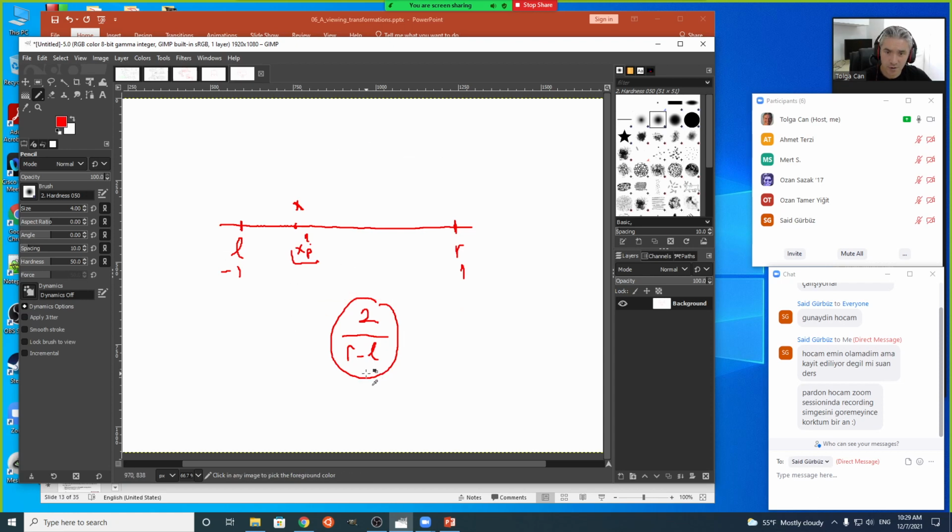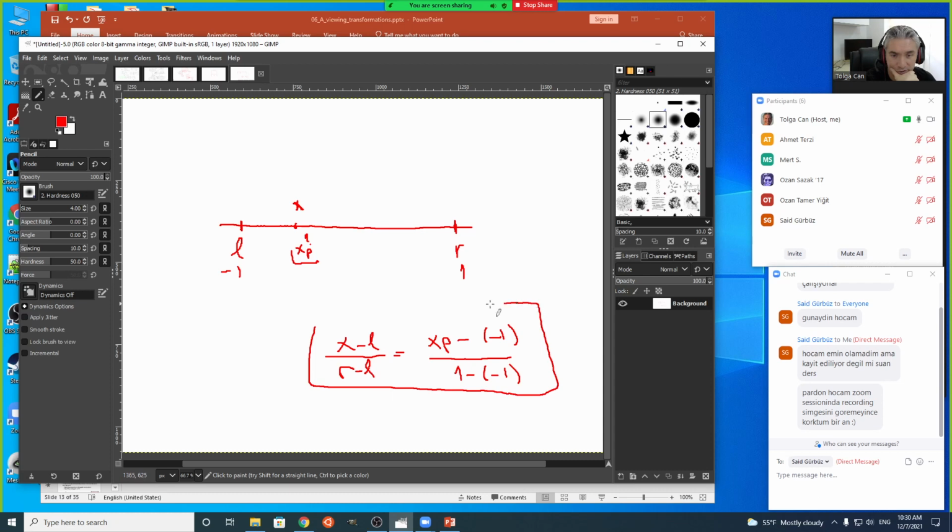Your new coordinate should be between -1 and 1, so we can do it like this. Here the distance between X minus L divided by R minus L should be the same as XP minus -1 over 1 minus -1, right? We can also have an equation like this. Is this correct? I just intuitively wrote this one to figure out how we can find XP given X, L, and R. Do you see anything wrong with this equation?